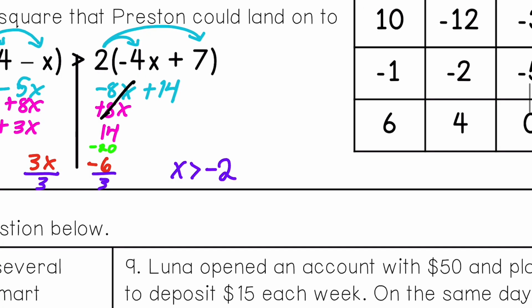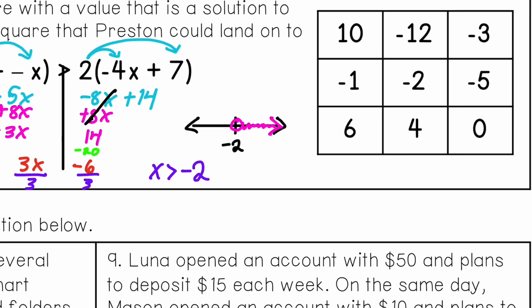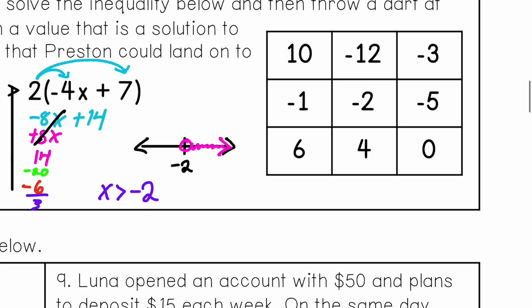And on a number line, I'm just going to do a rough number line real fast. So here's negative 2. We have an open circle, and we shade to the right. So let's see, numbers that are greater than negative 2. Well, 10 is a number greater than negative 2. 0 is also a number. 4 and 6, essentially anything positive is going to be greater than negative 2.